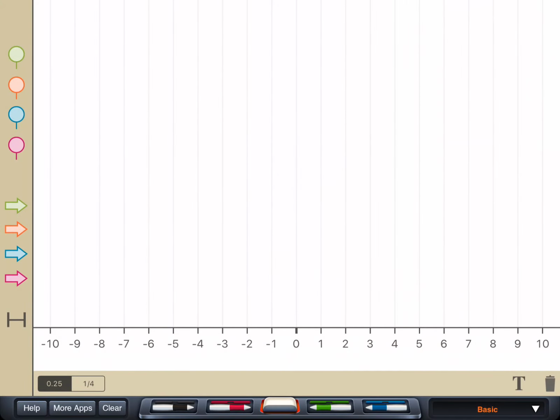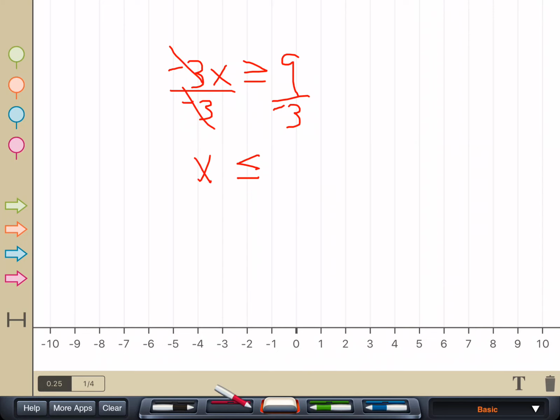Now, one last thing that you need to be aware of is sometimes the coefficient is negative. Okay? Now, this is negative 3 times x, so I need to use the same value, which is negative 3, but I'm dividing by negative 3. Okay, and I'm going to do that to both sides. Now, whenever you multiply or divide in an inequality by a negative, you need to flip the sign. So it was greater than or equal to, now it's going to be less than or equal to.